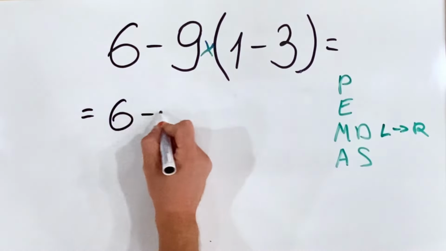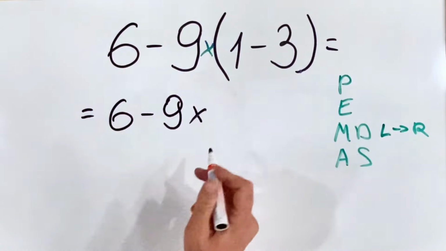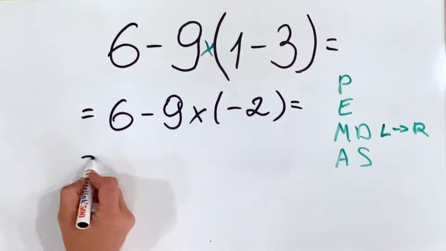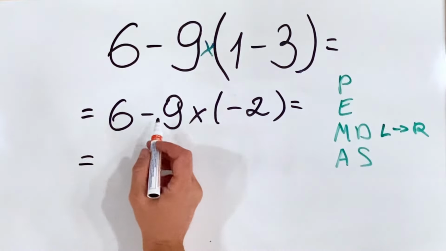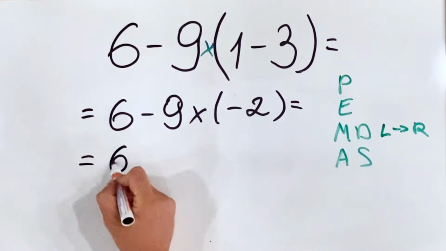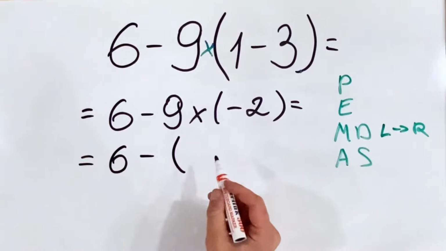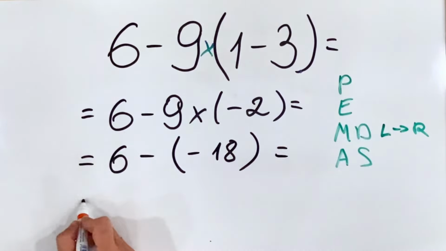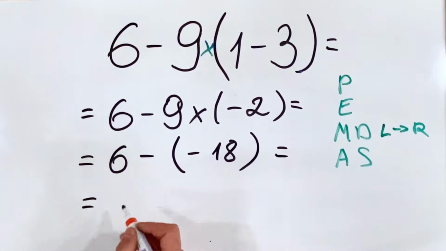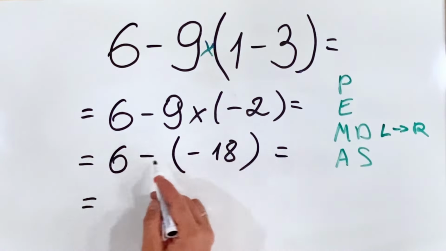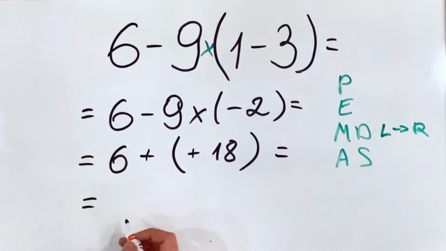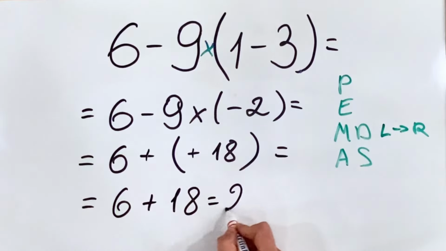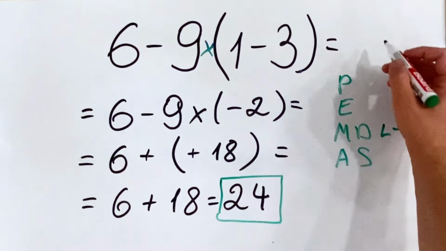So we have 6 minus 9 multiplied by minus 2. Then we have 6 minus 9 multiplied by minus 2 is minus 18. Therefore, we have 6, because minus with minus, it's plus. So what we get is 6 plus 18 and equals 24.